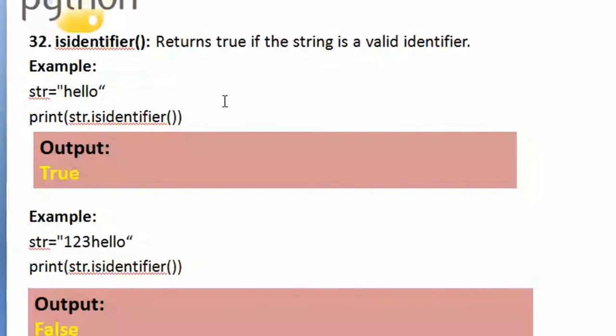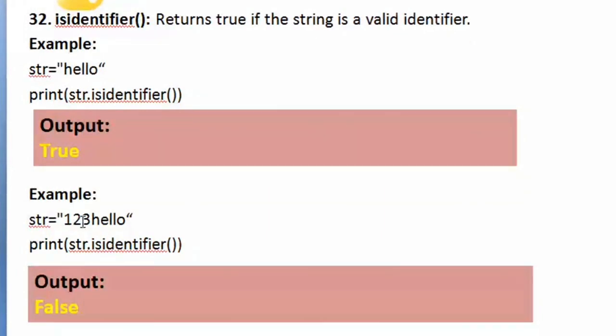It started with the character s, so it's a valid identifier. But in the next case, I started with 1, 2, 3. It is saying it's not an identifier, so it's false. You can check for other things also. I just gave you 2 examples over here. If you want, you can also check for other ones. Is isidentifier clear? Understood?